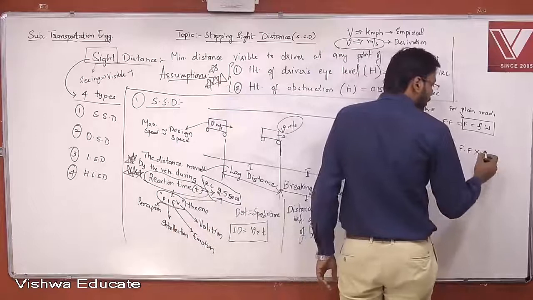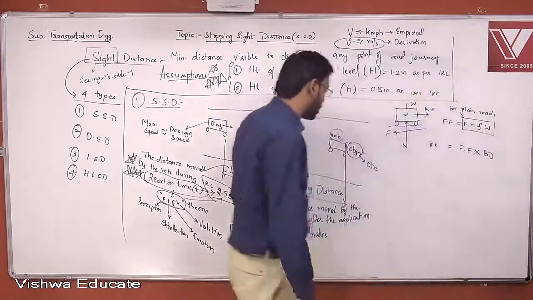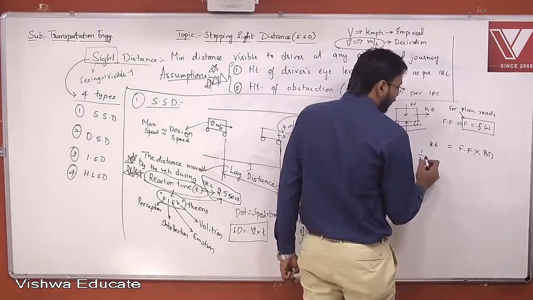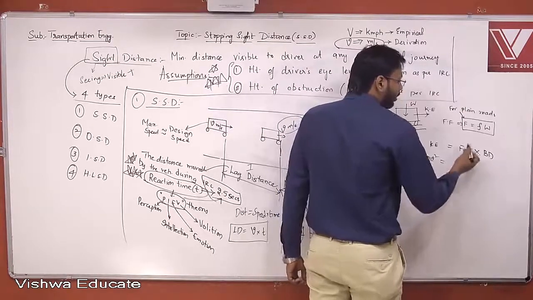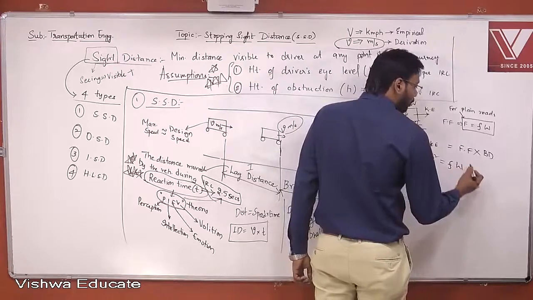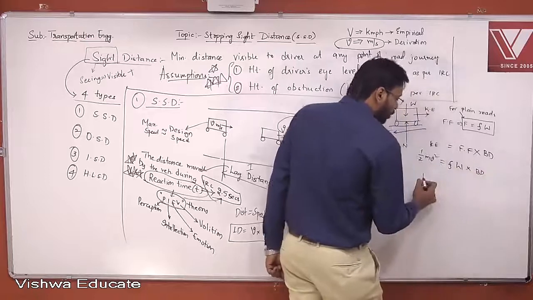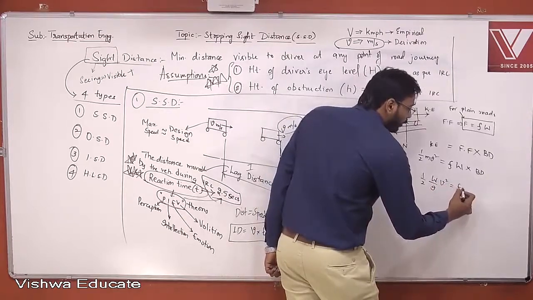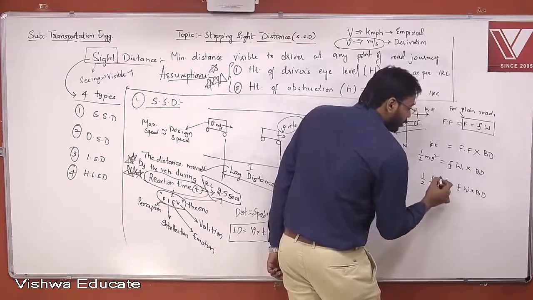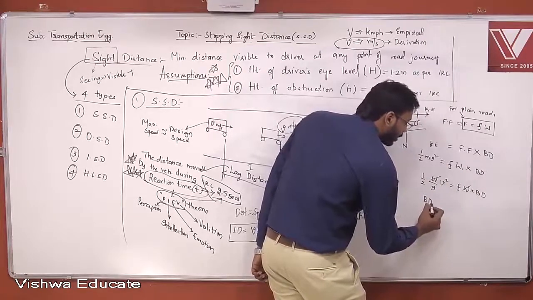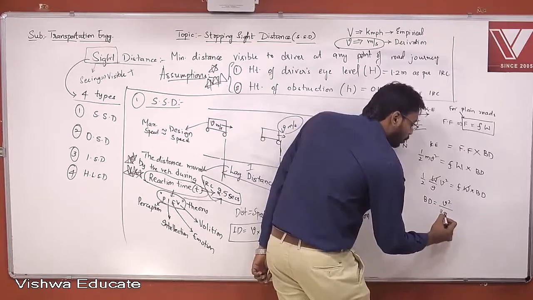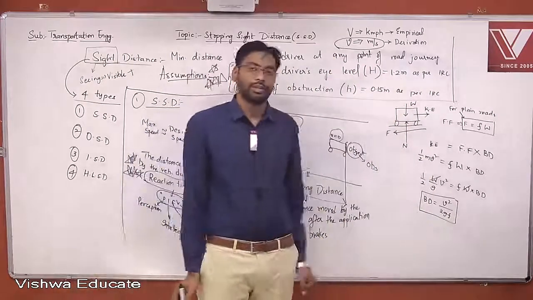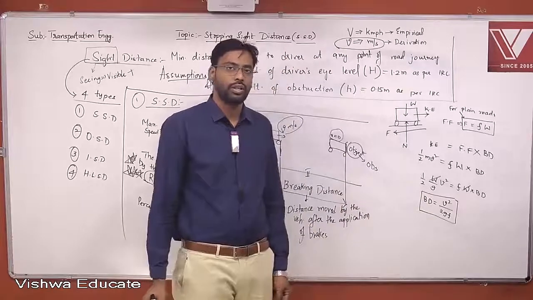So force into displacement. Displacement here is nothing but braking distance, right? So kinetic energy is half mv square. And frictional force we have seen just now, F into W into braking distance. So half M can be written as W by G into V square is equal to F into W into braking distance. So this W and this W gets cancelled, then braking distance is equal to V square by 2GF. So this is how we get the braking distance, V square by 2GF.